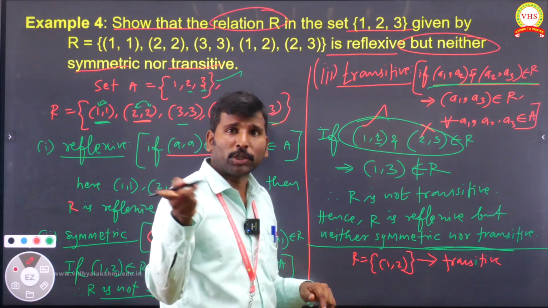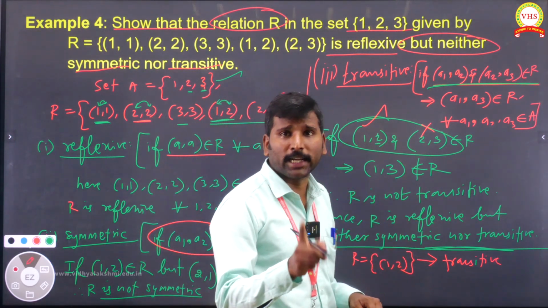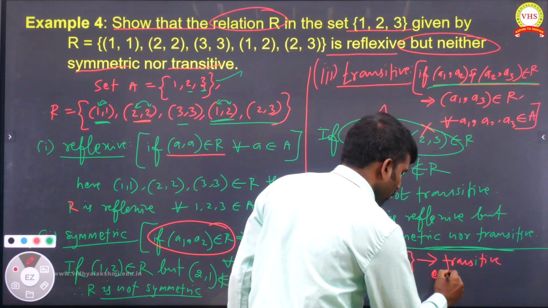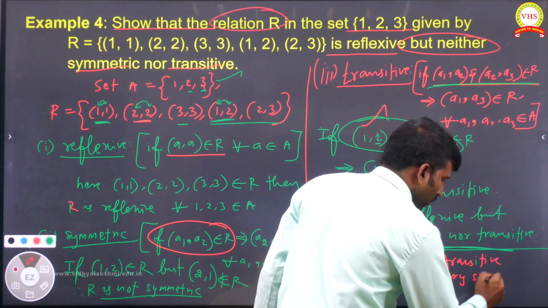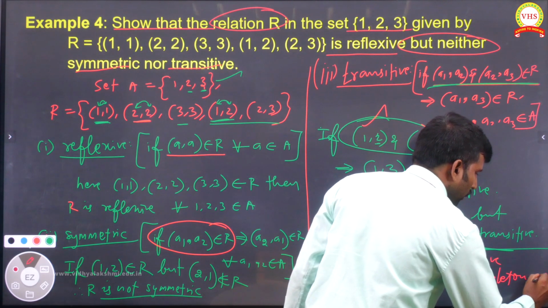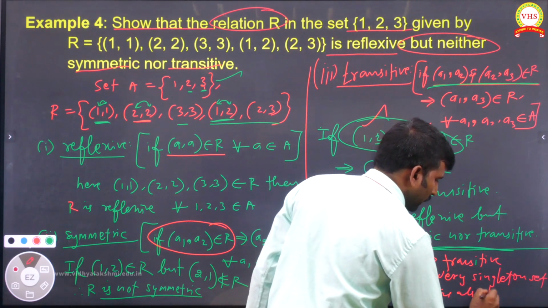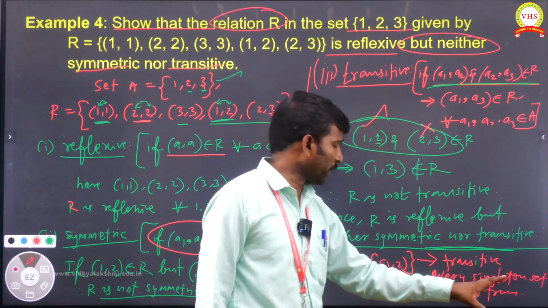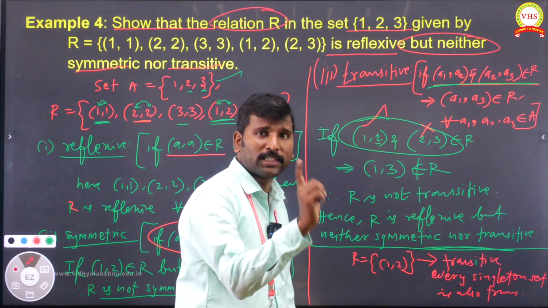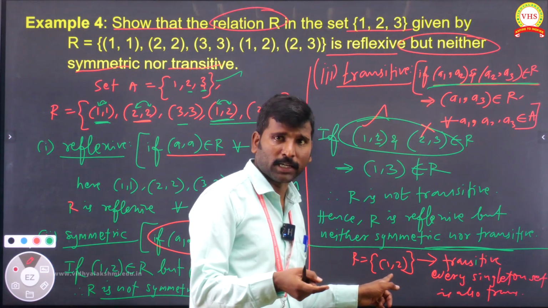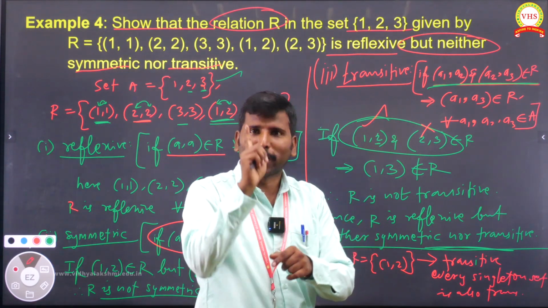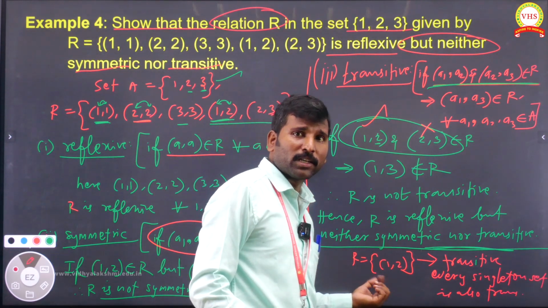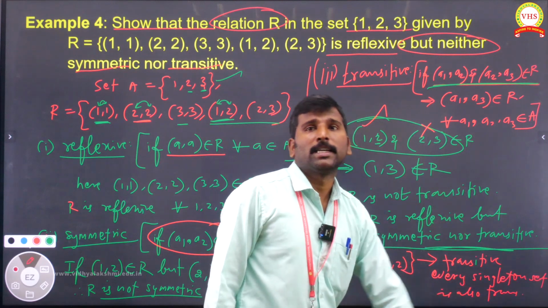Understand? And one more thing you can take as notes. Every singleton set is also transitive. This is one of the important ones, they may ask in JEE questions also. Every singleton set, see, in the relation if you have only one term there, that is a singleton. Singleton means what? Only one term. So a singleton element, singleton relation or singleton set, you can say it is transitive.